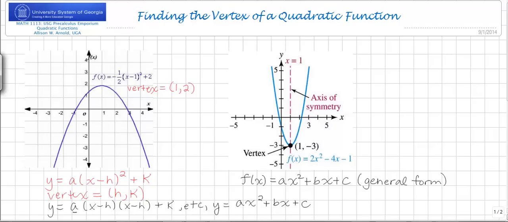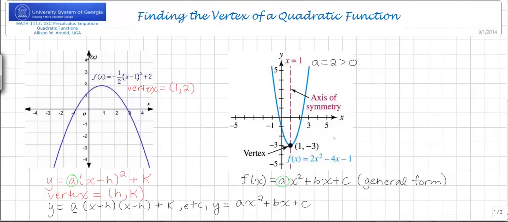So what's consistent about these two is that the leading coefficient, the number a, is the same in each form and indeed controls which way the parabola opens. Okay, so for f of x equals 2x squared minus 4x minus 1, your parabola is opening upward because the leading coefficient is positive.